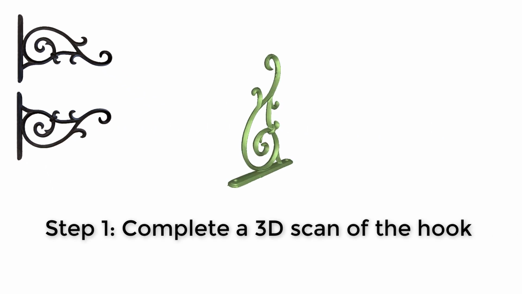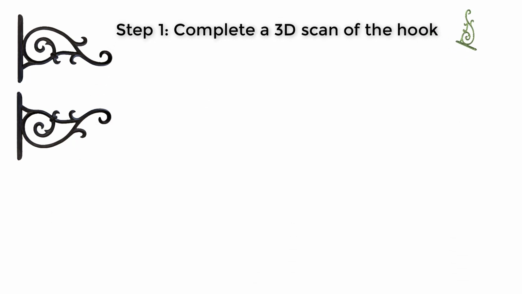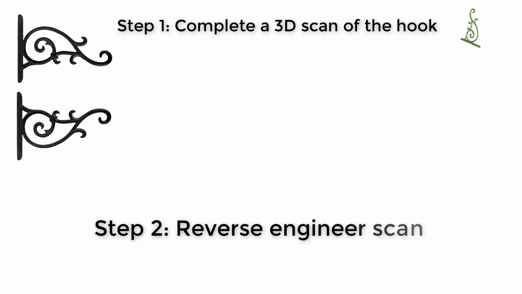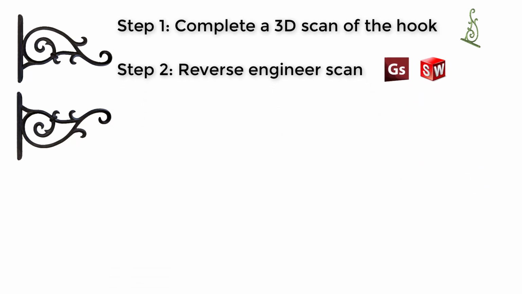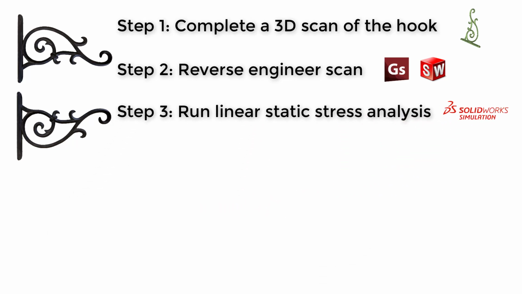Step 1. We'll complete a full 3D scan of the hook in order to generate a mesh file that represents the hook's size and shape. Step 2. Using this mesh file, we'll use the power of GeoMagic for SOLIDWORKS and SOLIDWORKS mesh tools to generate a fully featured SOLIDWORKS model. Step 3. We'll run a linear static stress analysis on each orientation of the hook using consistent fixtures and loading. Step 4. After determining the orientation that results in the least stress, we can flip all the hangers to be in that orientation and finally end the debate.